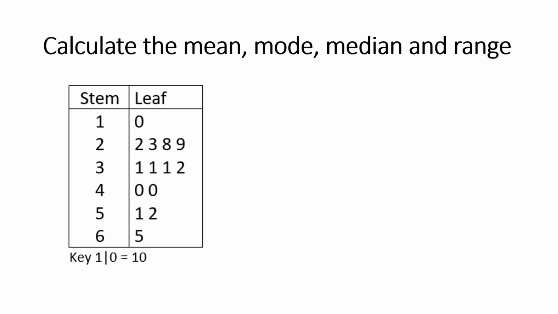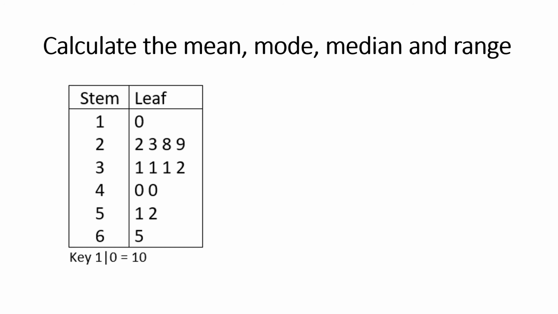Now I want you to pause the video and have a look at calculating the mean, mode, median and range of this data displayed in this stem and leaf plot. The key says that 1/0 equals 10. To make it easier for yourself, if you're uncertain about reading a stem and leaf, write all the pieces of data out first before you calculate the measures.